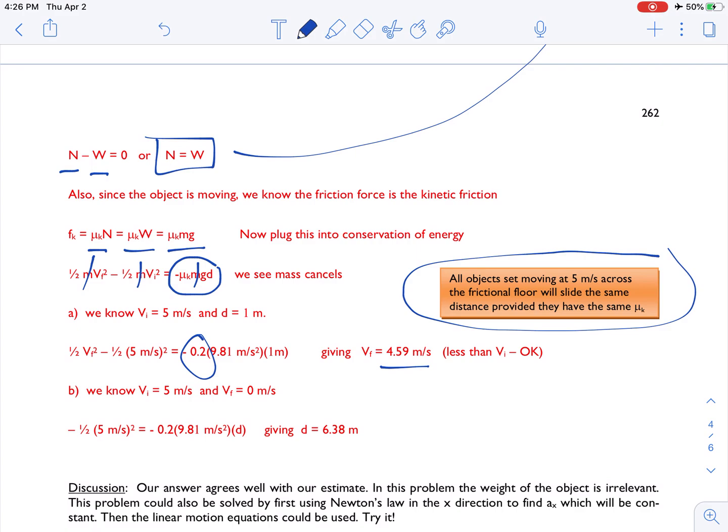And for part B, where we find the distance at 0 final velocity, that first term is going to go away in this case. Plugging the numbers in again and solving for d gives us 6.38 meters, which is much more than 1 meter, as expected. And again, we focused on the energy conservation, but we also needed to use Newton's law to figure out what the normal force is, so that we could use the definition of friction in the energy conservation.